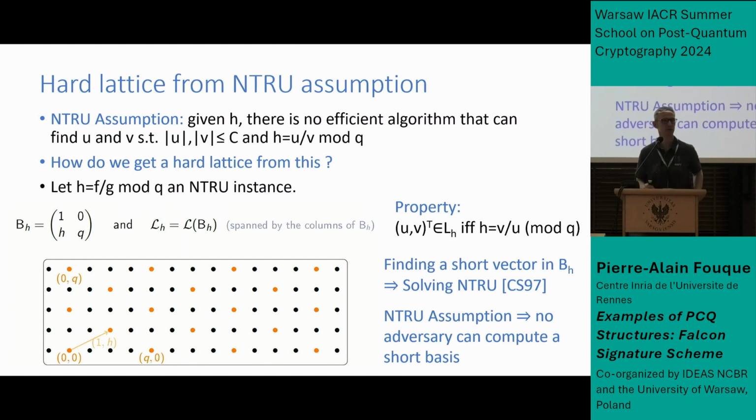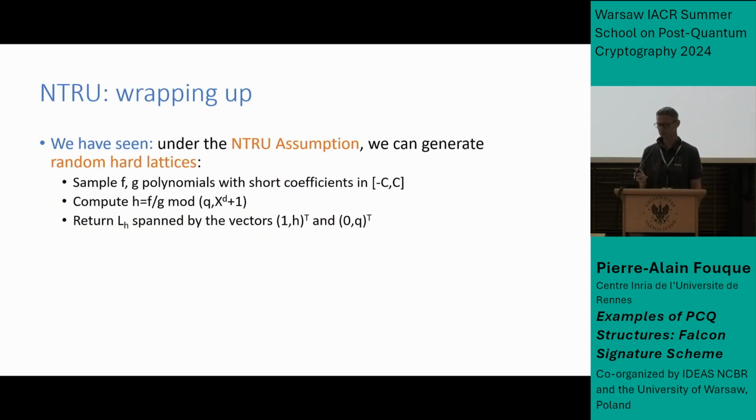That means that there is no adversary that can find a short vector and find a short basis. Okay? So basically the hard lattice that we use. So this is, in fact, a very specific lattice. And however, it's hard to compute a small vector on this. Okay, so let me recap what we have up to now.